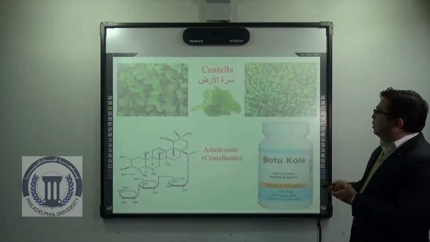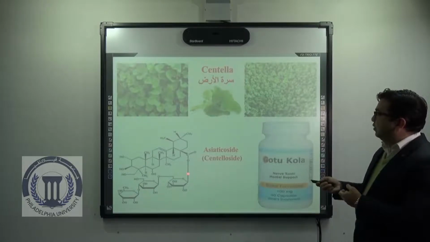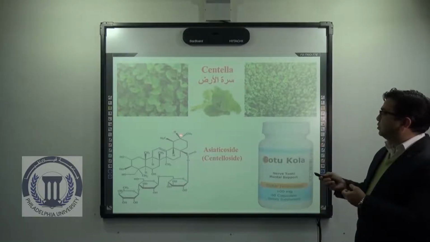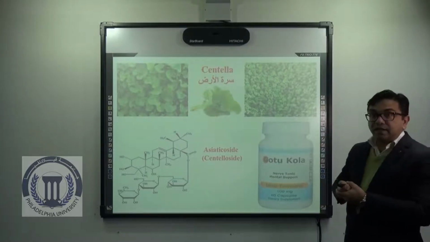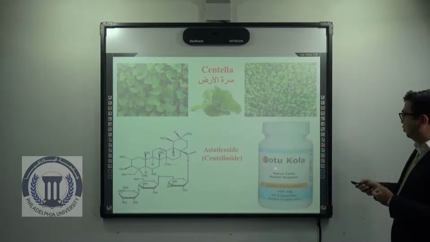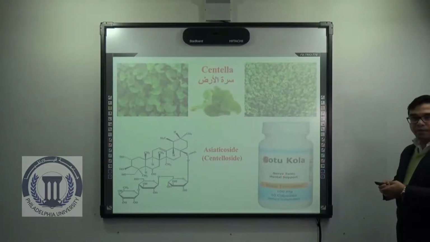Now, this is the structure of asiaticoside, which is also known as centelloside, having the trisaccharide as a glycan, and the aglycon part is triterpenoidal in nature, and it is known as asiatic acid. And this is one of the marketed preparations of gotu-kola, which is used as a nerve tonic to support mental disorders.